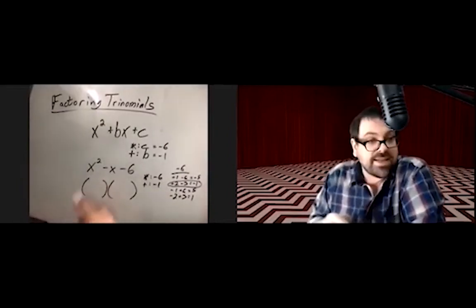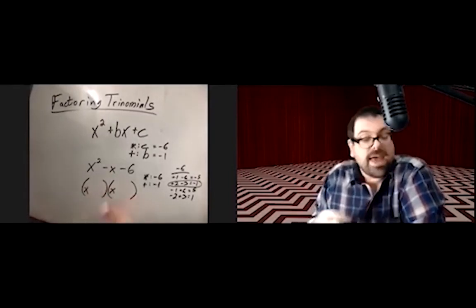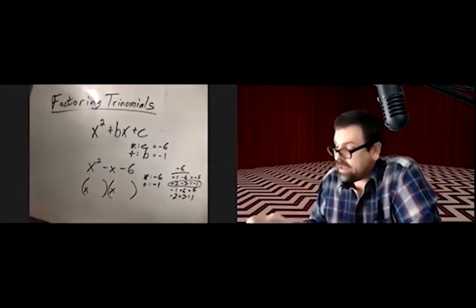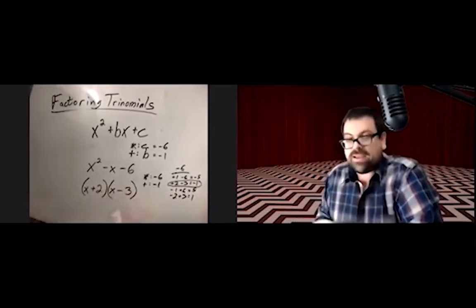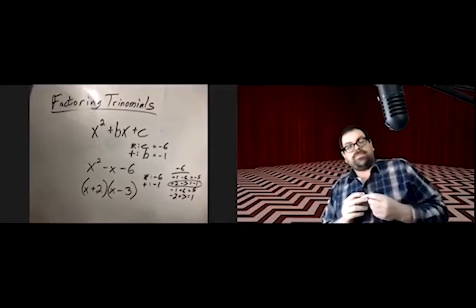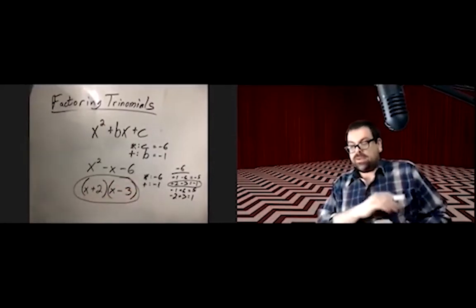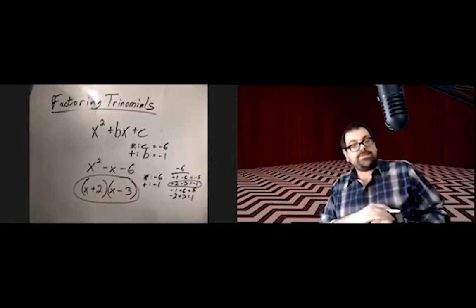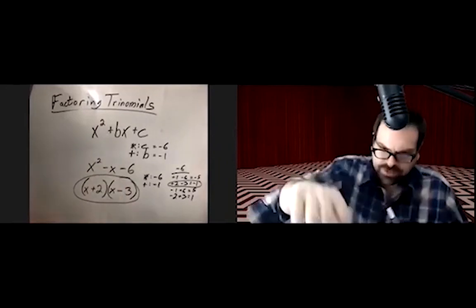Since it's an x squared, the only way we can get that is x times x. And then these numbers we found, positive 2 and negative 3, we just put them right in. And that's the answer. So that's how we factor when it's in this form. Let's do another.